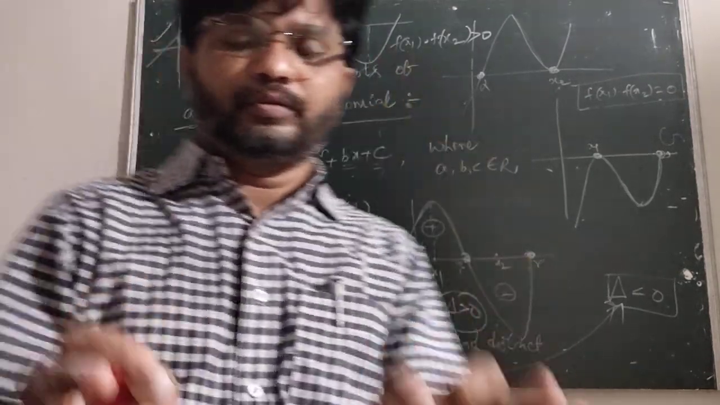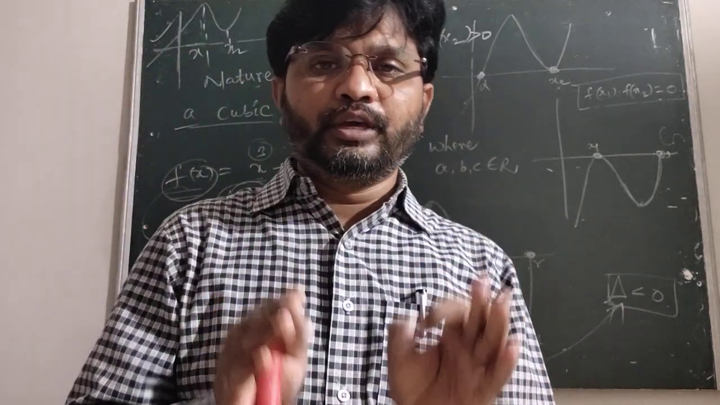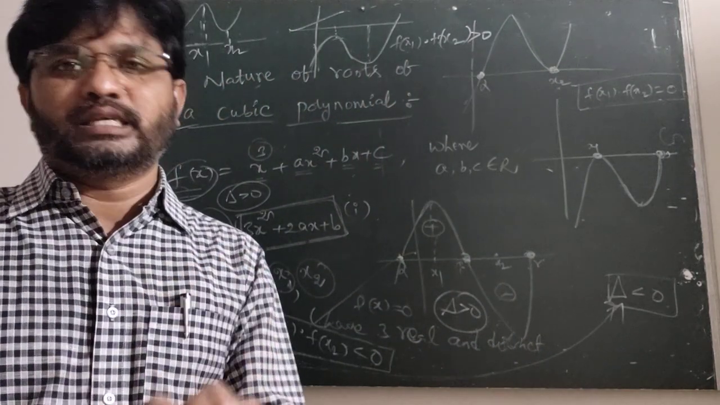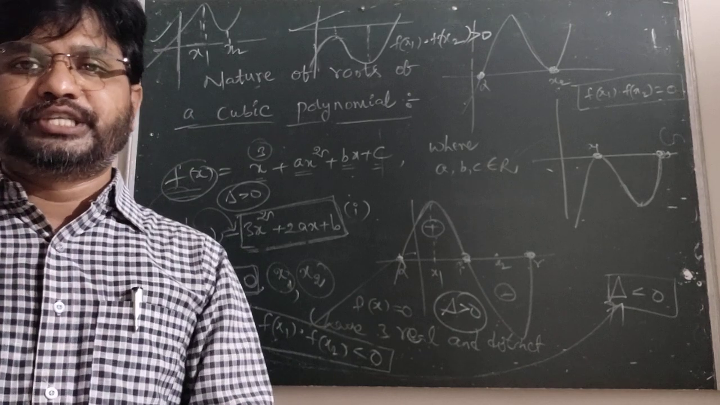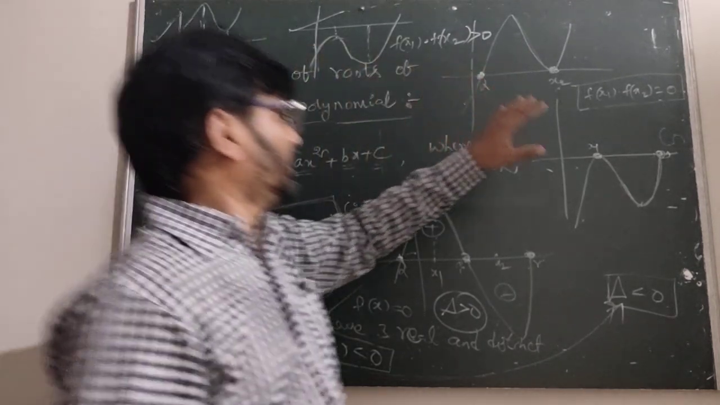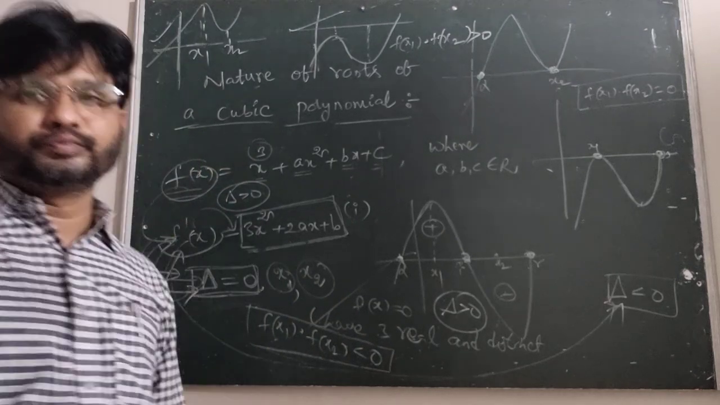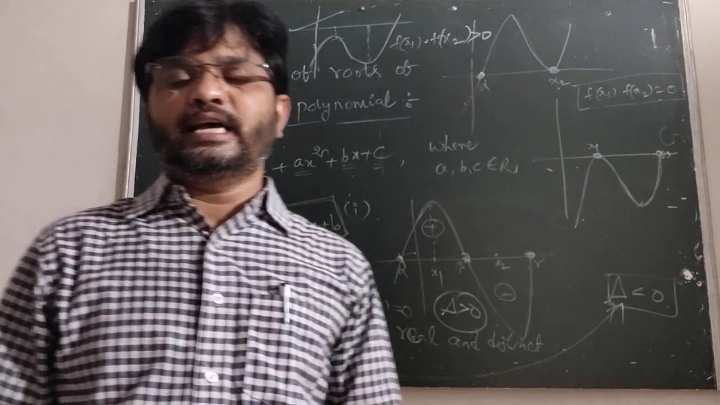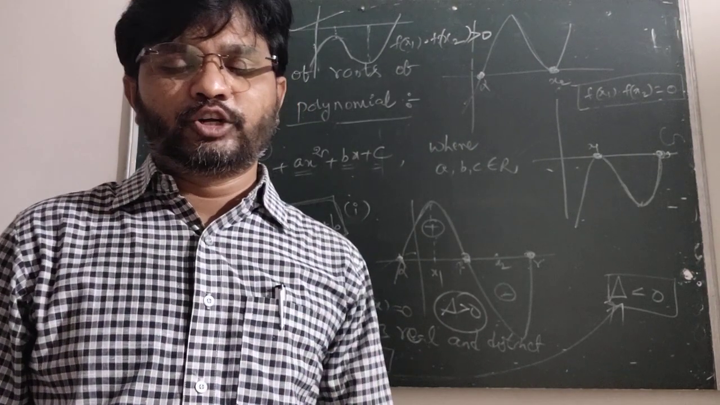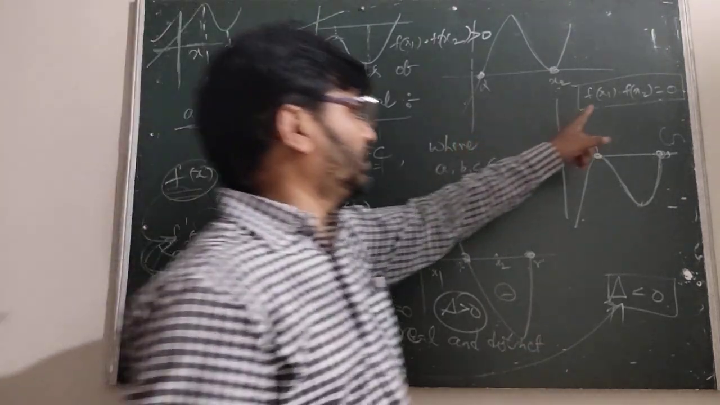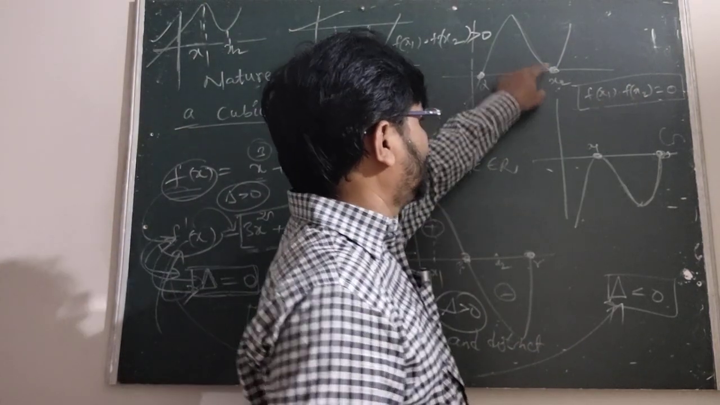Only if the cubic equation has three real and distinct roots, undoubtedly f(x1)·f(x2) is less than 0. If the cubic equation has one distinct root and the remaining roots are equal, then f(x1)·f(x2) is 0.